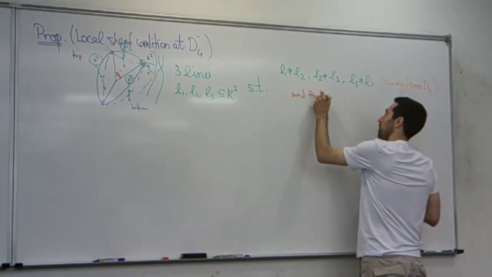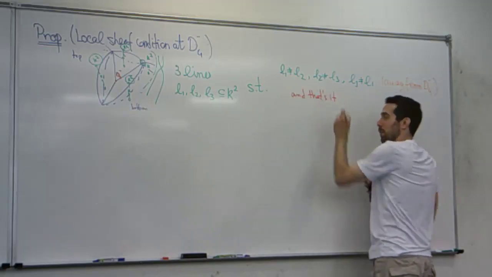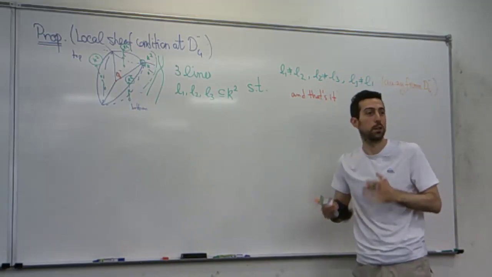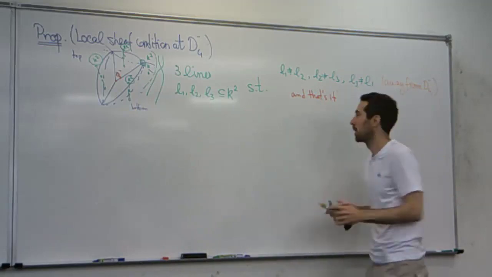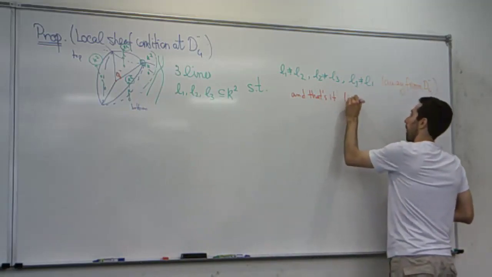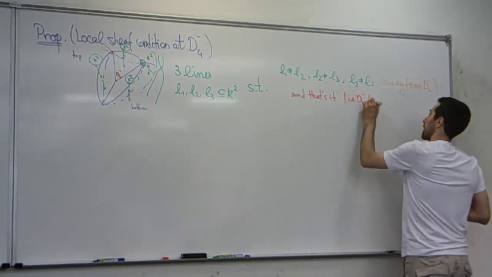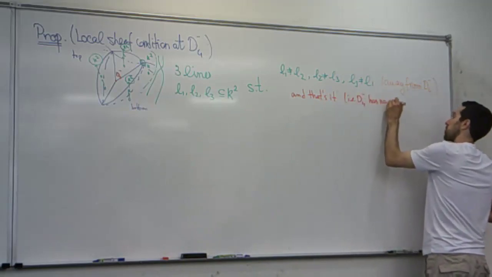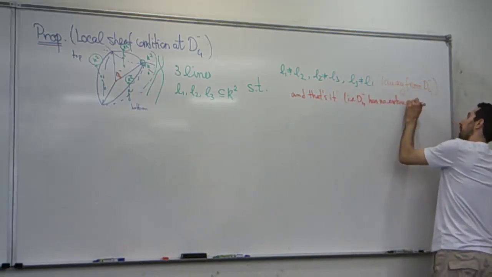Another way of saying this, I mean, what you actually prove is that the D4 minus point doesn't give you an extra condition. It has no extra constraint.